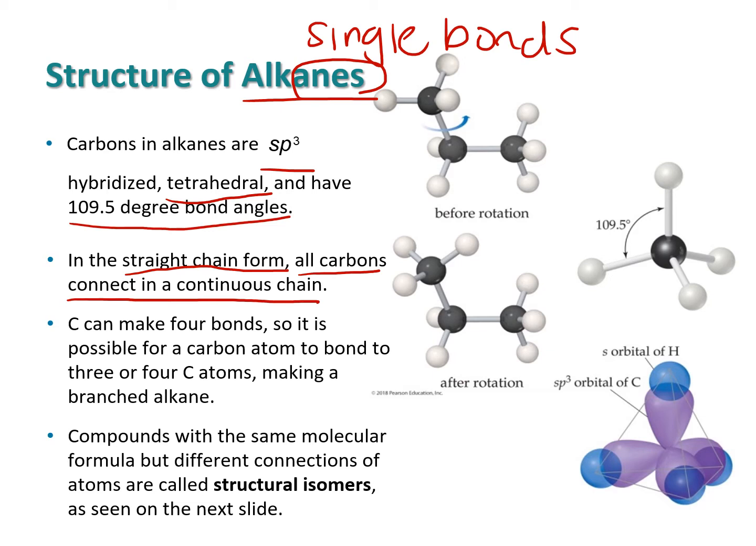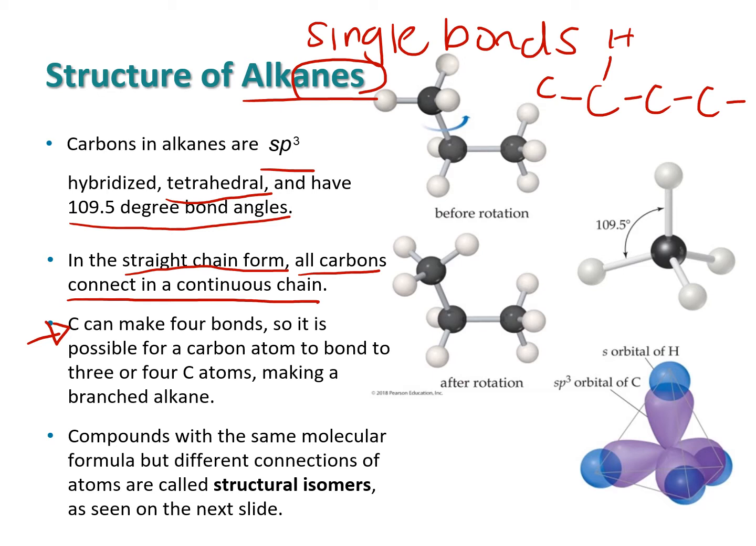So if you had a long chain of carbons, this would be considered a straight chain form. Obviously, I haven't drawn in the hydrogens, so don't forget about those. But this is what we mean by straight chain form. So remember, always, carbon can make 4 bonds.